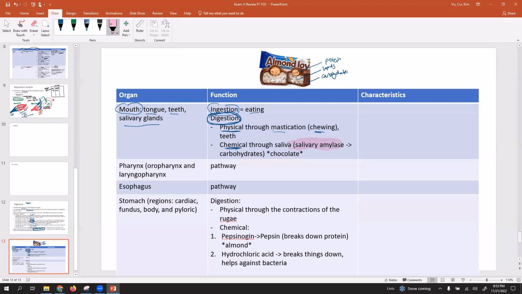Okay, and the salivary amylase is responsible for breaking down carbohydrates, which means what part of the almond joy gets broken down right away? Chocolate. Yeah, and you can feel it melting in your mouth. Here's a good excuse to do this. Take a chocolate piece and put it in your mouth. Take an almond and put it in your mouth. The almond does not dissolve in your mouth, but the chocolate does. And now you know why. Because your mouth has salivary amylase produced by the salivary glands, where there's nothing there to break down the protein.